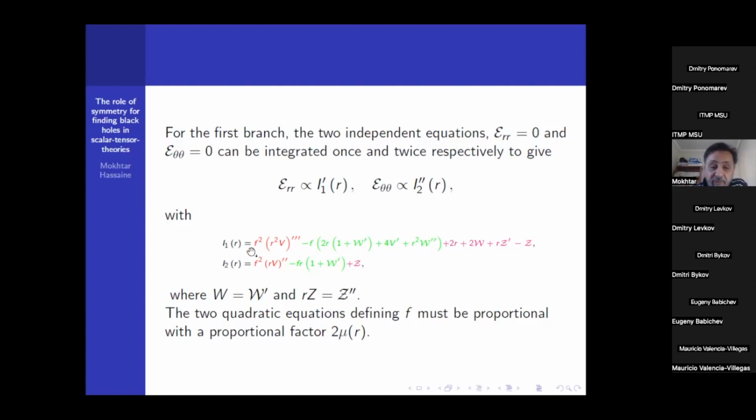And we know that if we want to have the same solution, these two equations must be proportional, okay, to define the same metric function, the same quadratic equation, okay? And so what we require is that E1 is proportional to E2 with a factor 2 mu of R. A priori, the factor can be any function of R. And this will ensure us to find what the potentials V and W and Z must be, such that we end up with the same metric function for both.